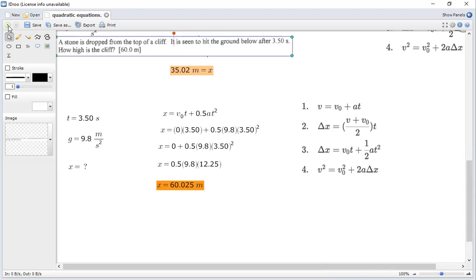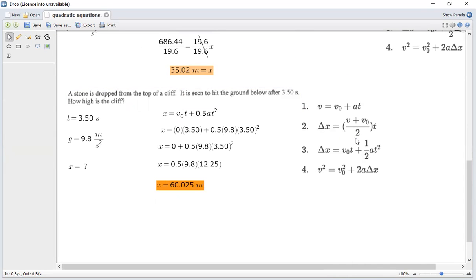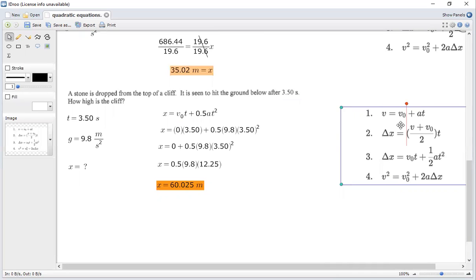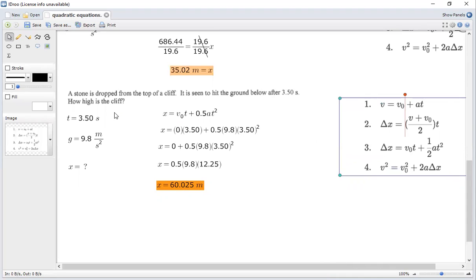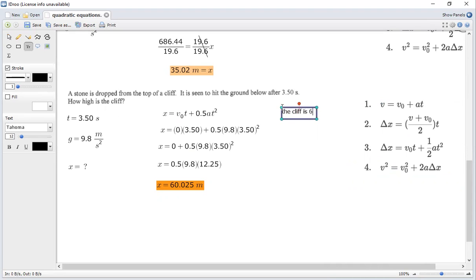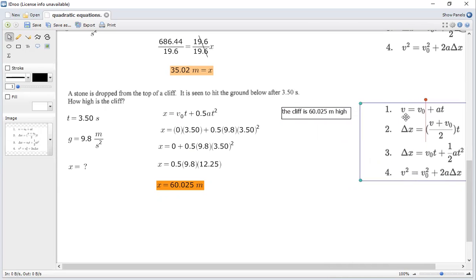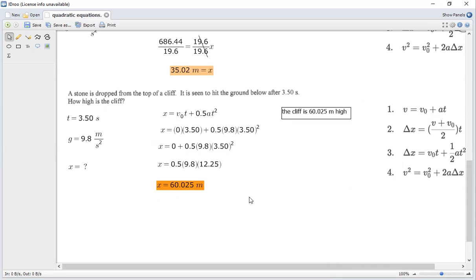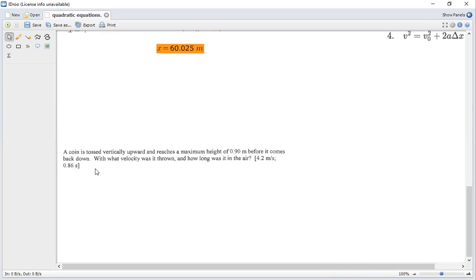Did you understand? Yes, in this case, it's easier because we don't need to isolate anything. Okay. So the distance, how high is the cliff? The cliff is 60.025 meters height. Exactly. The cliff is 60.025 meters height. And that's all. Any questions? No. Okay, the last one.